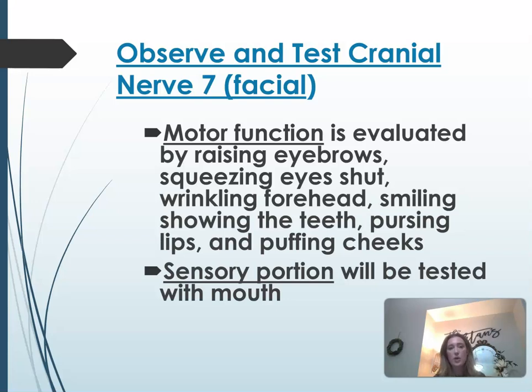Okay, so if we are going to test the cranial nerve 7 or the facial nerve, we're looking at the motion of their face, making sure it's symmetrical. So you have them raise their eyebrows and then squeeze their eyes shut, wrinkle their forehead, smile, show teeth, purse lips, and puff cheeks out. That way we make sure they can move their face like they should.